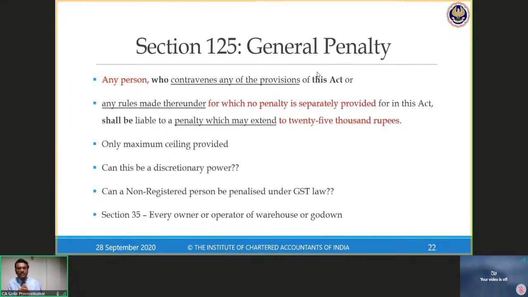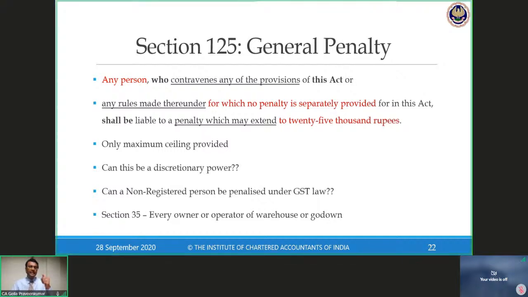Hope I have clarified your point, J. There's the next question from Ambika. In case of section 123, I think the question is incomplete, Ambika. You said in case of 123, please complete your question so that I can answer it.